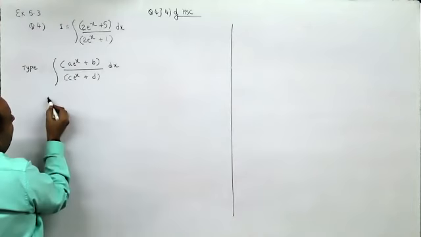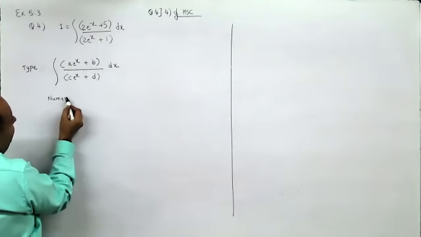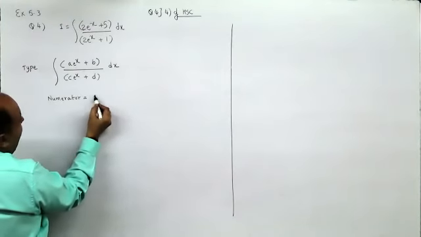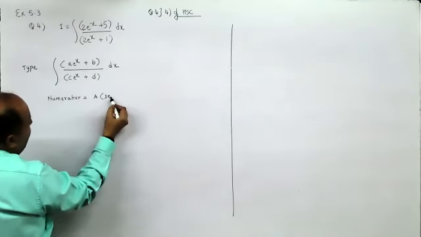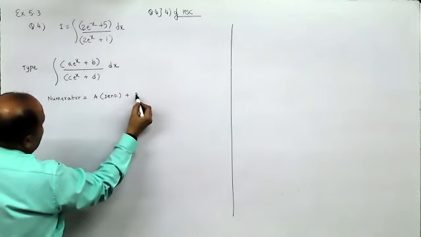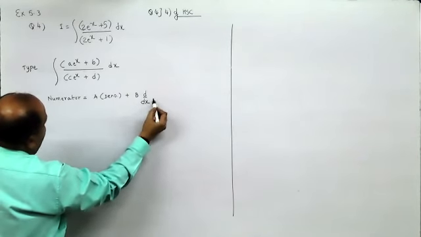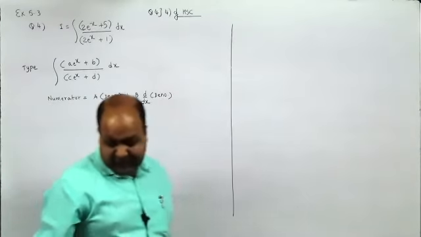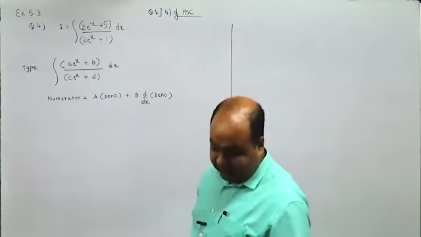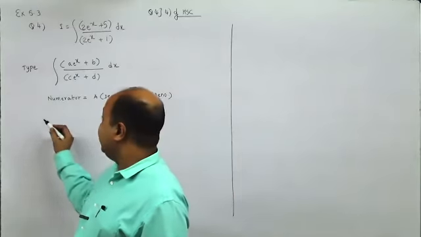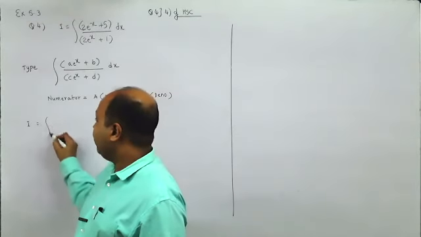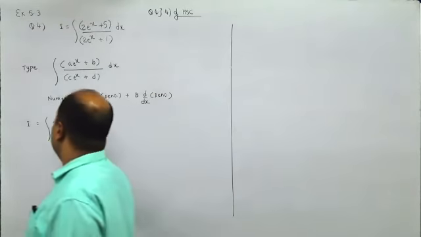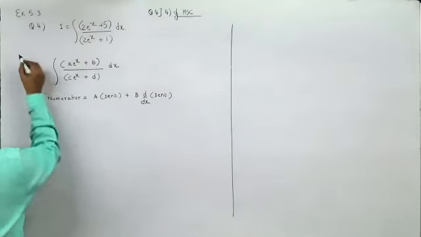Now what you need to do is write the numerator in terms of a into denominator plus b into derivative of denominator. This is exercise 5.3. Now I take up one question from there, that is 2e raised to x plus 5 upon 2e raised to x plus 1.